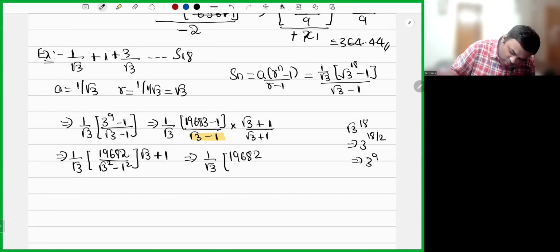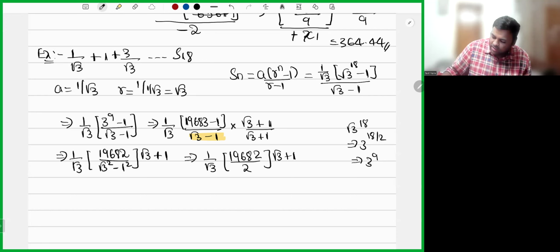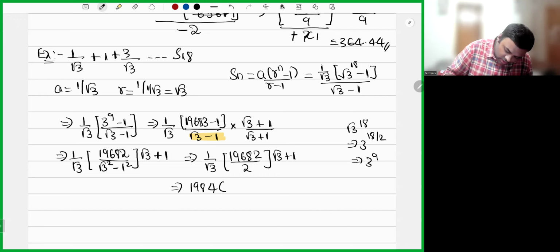19,682. What is root 3 square? 3. What is 3 minus 1? 2 into root 3 plus 1. So 19,682 whole divided by 2, we have 9841. So 9841 into root 3 plus 1 whole divided by root 3.